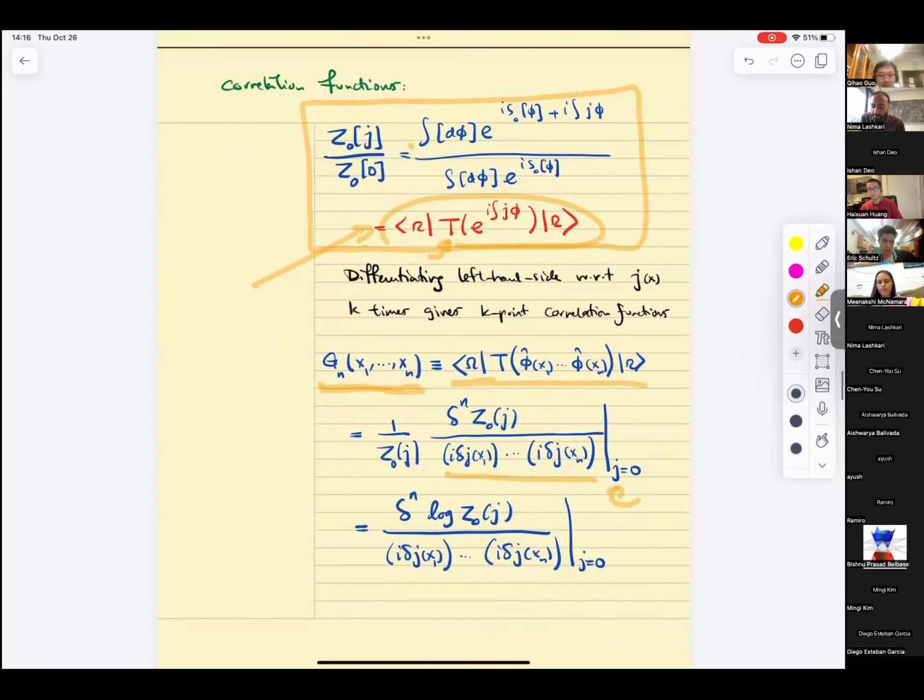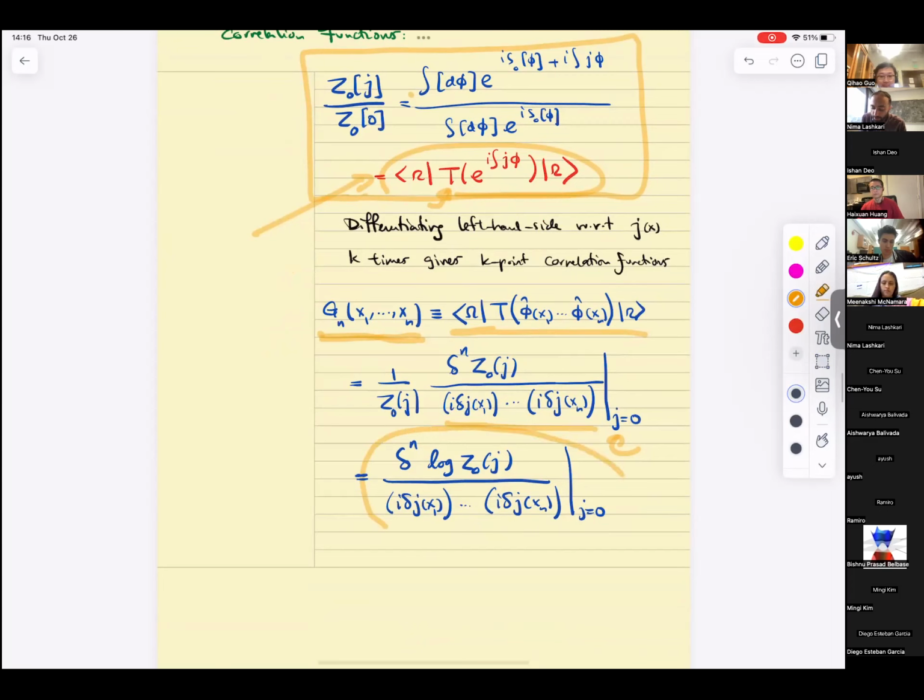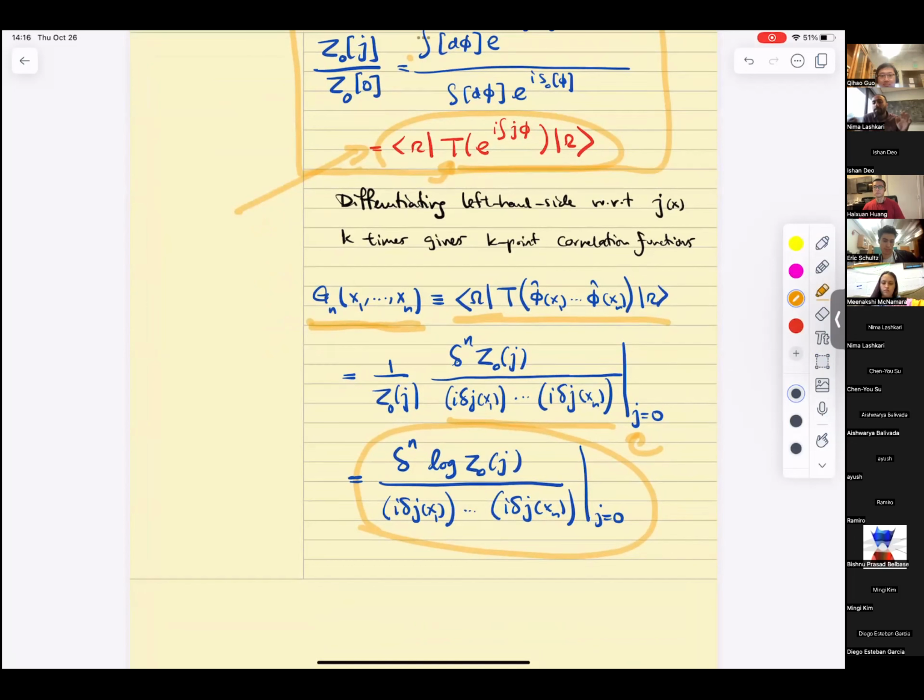Right? So now I can package this in a nice way as the nth derivative of log of Z0 of J. This is how you calculate the n-point functions. Any questions?